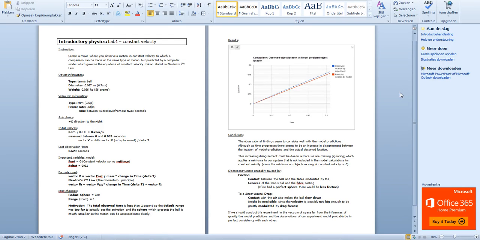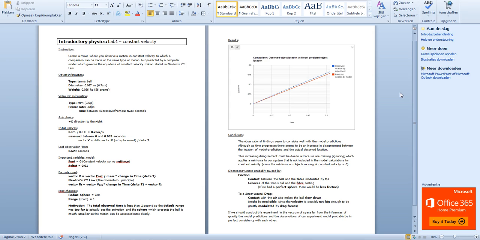Hello, welcome to Introductory Physics Lab 1, Constant Velocity, where the instruction was given to create a movie where we can observe the motion of an object in constant velocity, to which a comparison can be made of the same type of motion being predicted by a computer model which governs the equations of constant velocity motion stated in Newton's second law. For this purpose, I've used a tennis ball with a diameter of 0.067 meters and a weight of 0.056 kilograms, both in SI units.